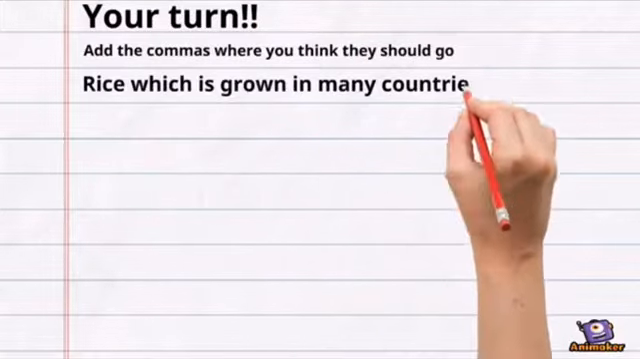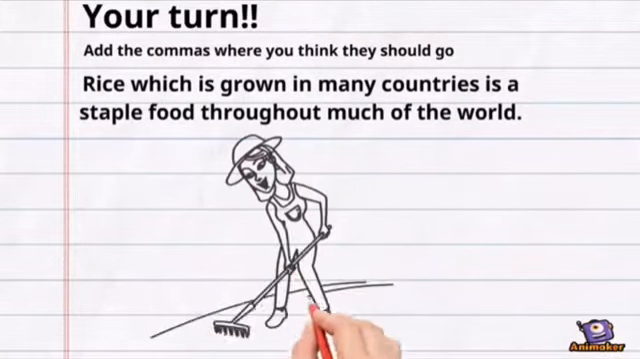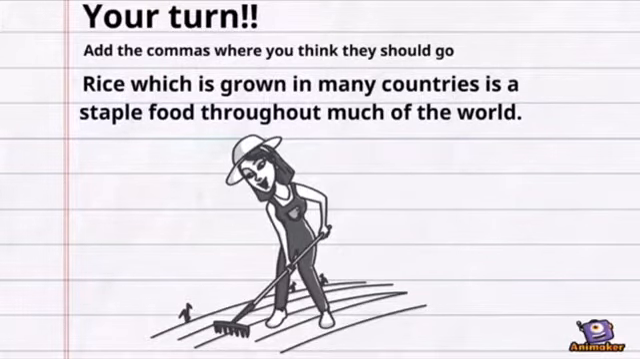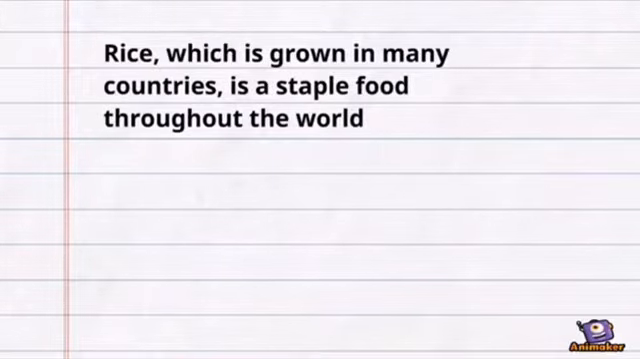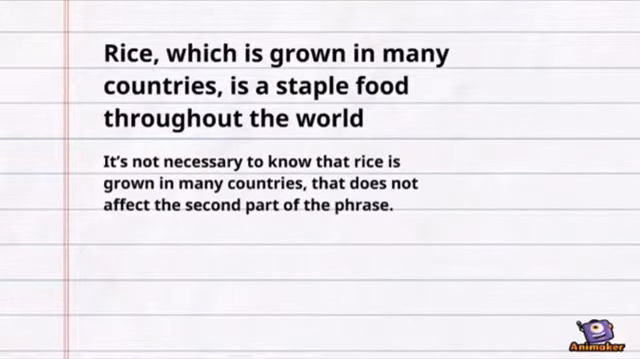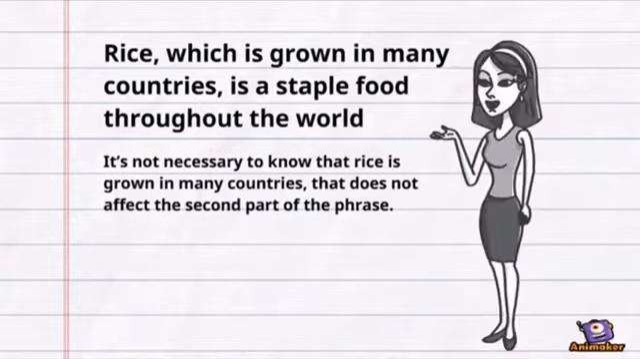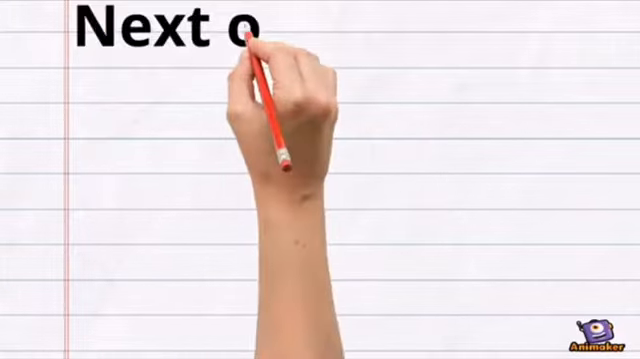Now it's your turn. Add the commas where you think they should go. Remember, non-restrictive is non-essential information. "Rice, which is grown in many countries, is a staple food throughout much of the world." The commas go after rice and after countries, because it is not necessary to know that rice is grown in many countries. That does not affect the second part of the phrase, therefore making it a non-restrictive phrase.